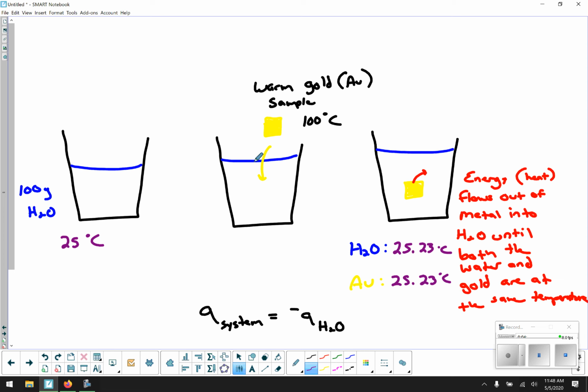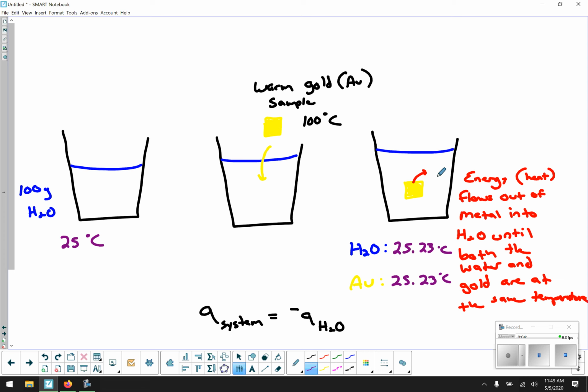If you put it in there, what is going to happen, and all of you know this, is the gold is going to cool down, and the water is going to heat up. And what's really going on is the heat from the gold is going into the water. The energy spontaneously flows. Heat spontaneously flows from warmer to cooler objects. So the heat will flow out of the gold into the water until they both reach an equilibrium temperature, at which point the flow of heat stops, or at least it stops in net. There's still heat going into and out of, but at the same rate.